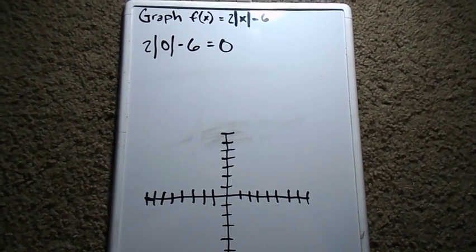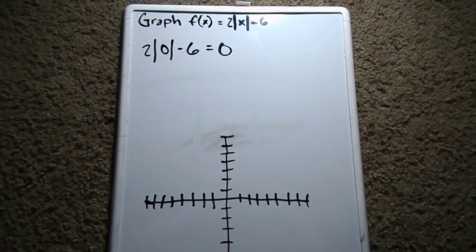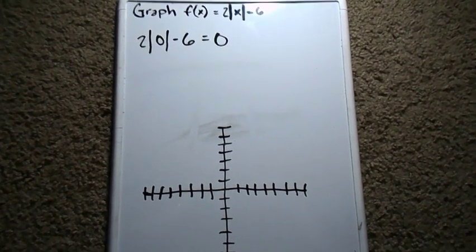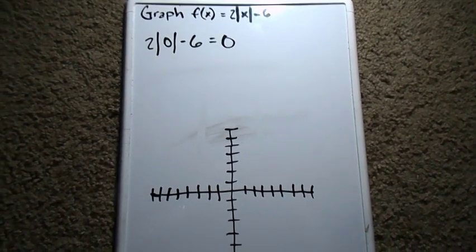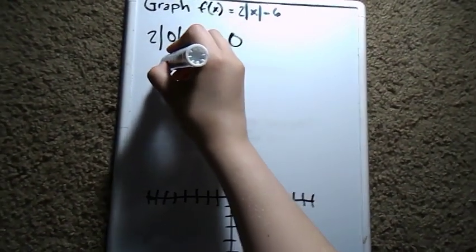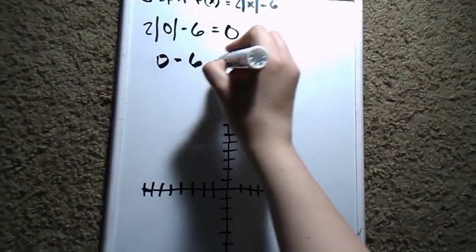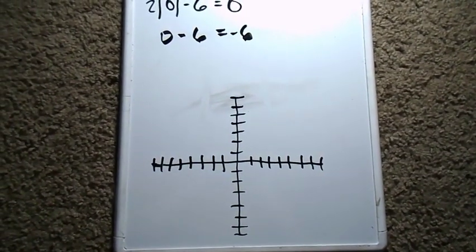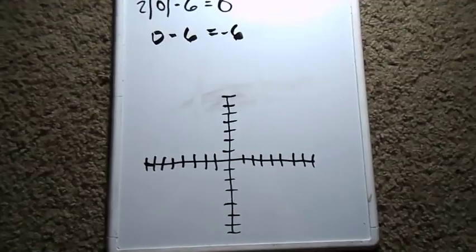So to solve this, you would first multiply the absolute value of 0 by 2. And the absolute value of 0 is 0, and 0 times 2 equals 0. And then you subtract that by 6, and you get negative 6. So the y-intercept of this graph will be negative 6.